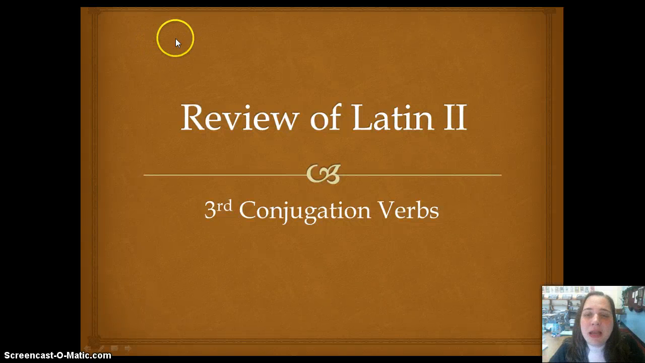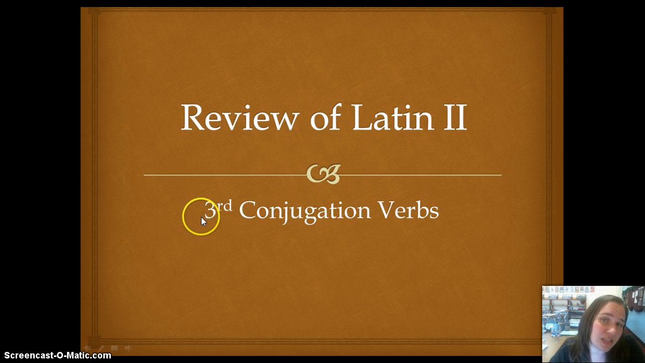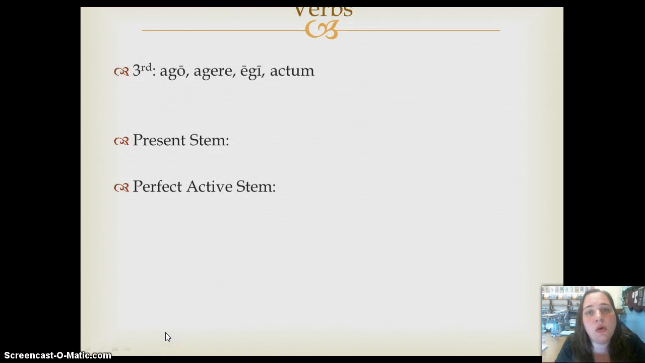Salvete discipuli. Today we are going to review third conjugation verbs. Yesterday you reviewed first and second conjugation verbs, today third, and then over the weekend, or at least the next assignment, is going to be third iō and fourth conjugation verbs. We don't want to necessarily go through all of that initial information that we did in the video yesterday.